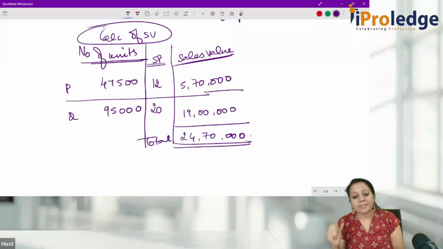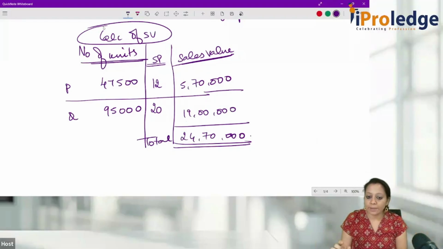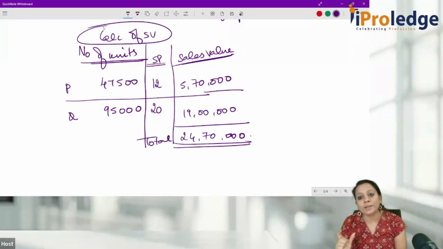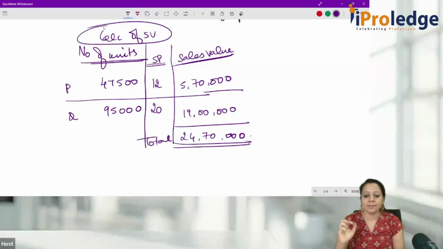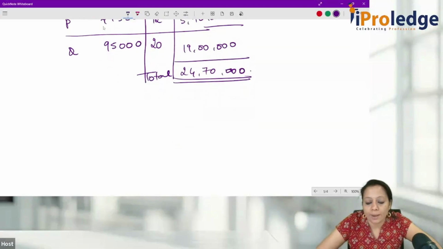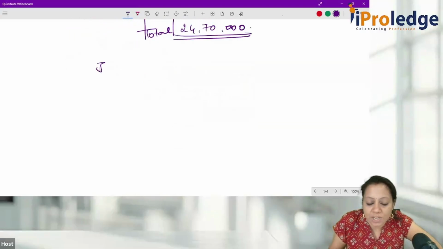So once again, I'm repeating, this is nothing but calculation of sales value. Sales value means amount of sales. Number of units sold means that is sales quantity. So both they may ask in some questions. So just that alone you pay attention to. Now we will go ahead with the joint cost apportionment.